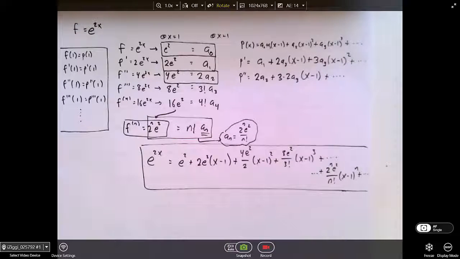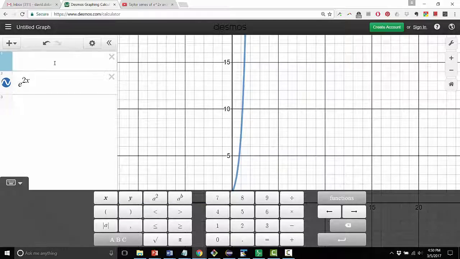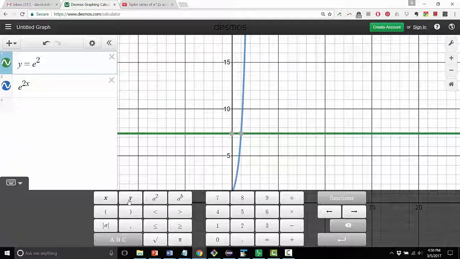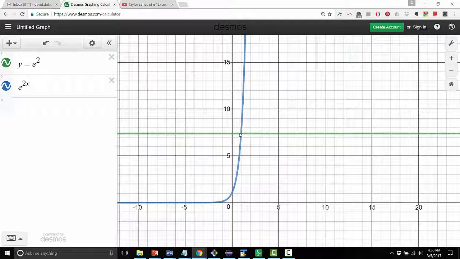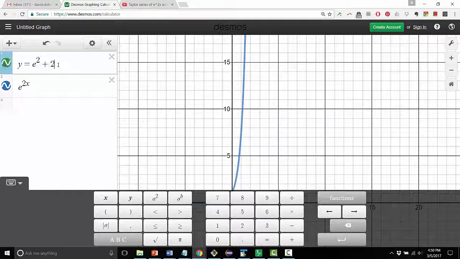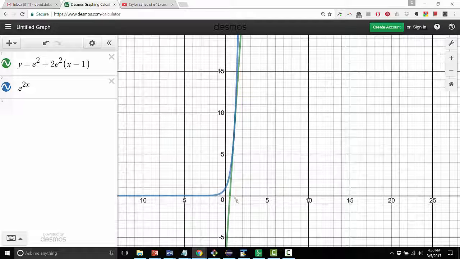Let's just take a quick look at what that looks like in Desmos. Here's our function, e to the 2x, and I'm going to start typing in each term of the polynomial that we solved for. So we've got e squared, and as you can see, the y values are the same at x equals 1. Now let's add another term, 2e squared times x minus 1. And this looks like it's a tangent line constructed exactly at x equals 1.